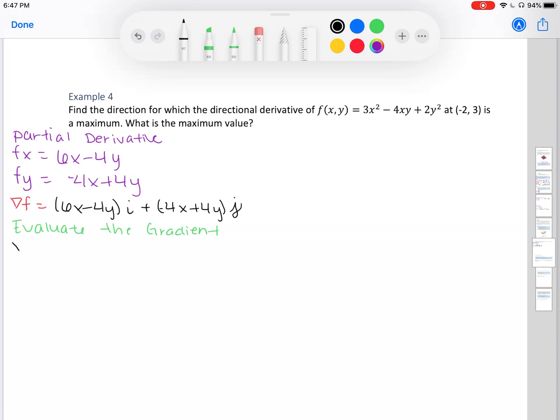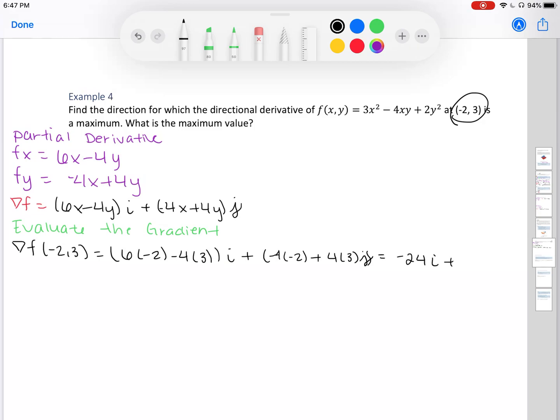Now, to evaluate the gradient, we have del f at the given point -2, 3, is equal to (6 times -2 minus 4 times 3)i plus (-4 times -2 plus 4 times 3)j, and that gives us -24i plus 20j.